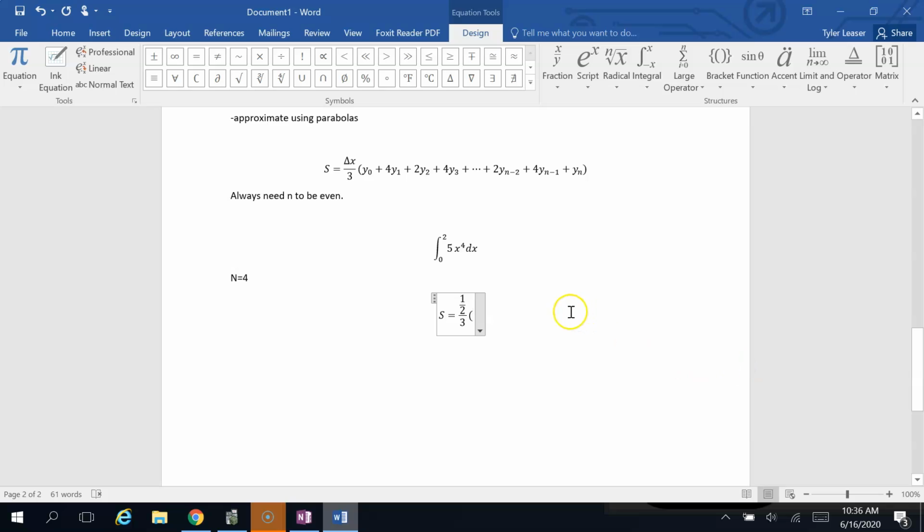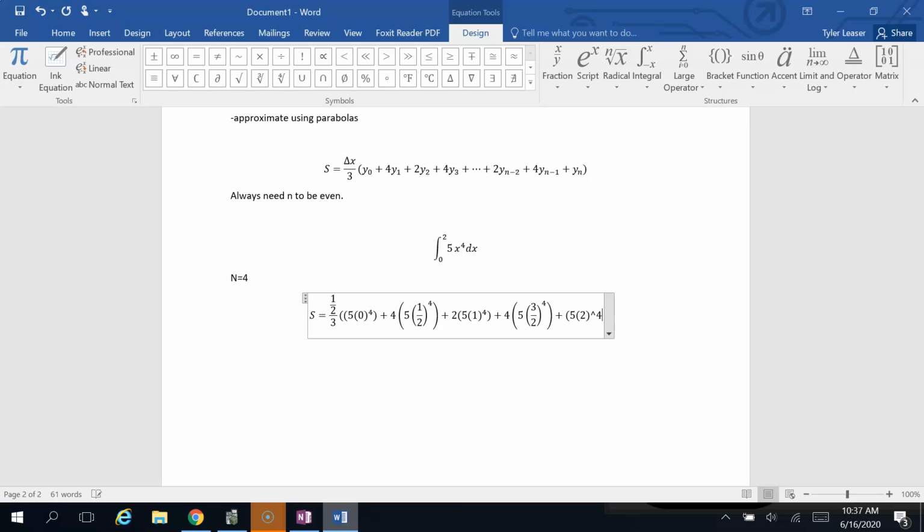So I'm not going to write this one all out like last time. Let's go ahead and just plug it all in. So it's going to be our function 5 times the value 0 to the fourth. All right, so that's the first one, plus 4 times the next one, which is going to be 5 times the next value up would be 1/2 to the fourth, plus 2 times plugging the next one in, which would be 5 times 1 to the fourth, plus 4 times the next one, which would be 5 times 3/2 to the fourth, plus the last one, which does not have a coefficient out in front, it would just be 5 times 2 to the fourth.